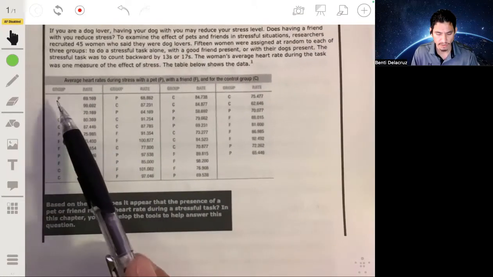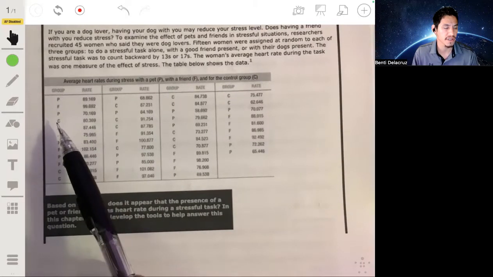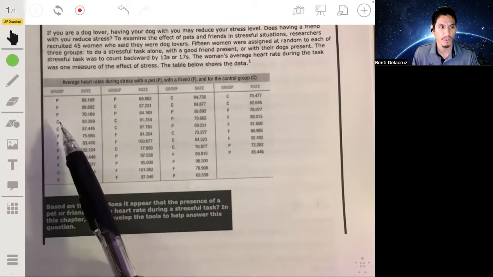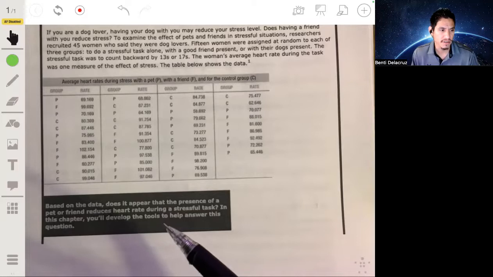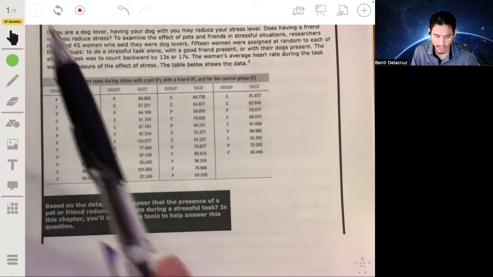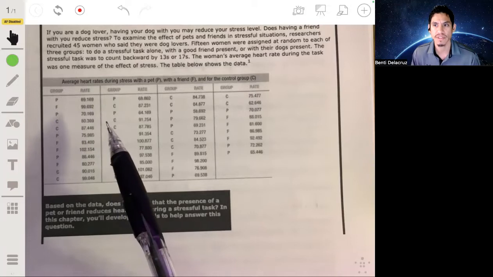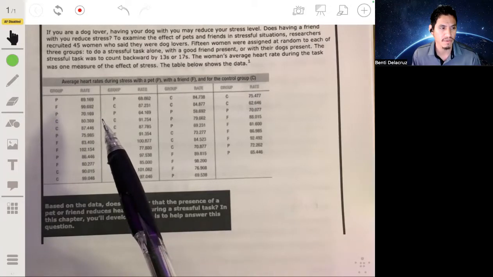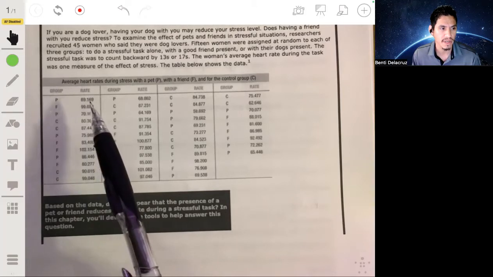So you can see the groups: the P stands for the pet group, F for the friend, and C for the control group, when the woman was by herself. And the question is, does having a pet or friend reduce heart rate during a stressful task? When you first look at this, you have some general intuition on how to answer this problem. You want to see if there is a relationship between the group and the heart rate.